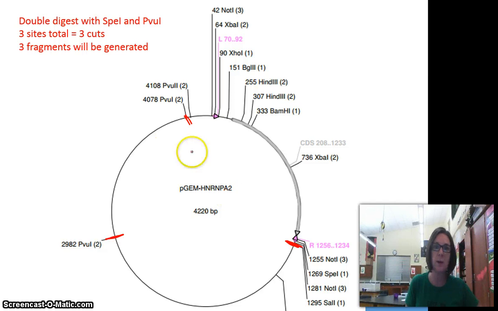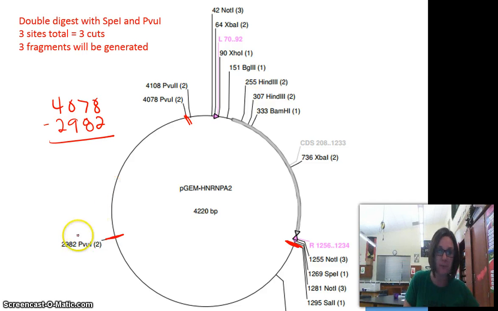The easiest one, I think, to check is between the 2 PvuI sites. So we've got the first site at 4,078 bases, and the second site at 2,982 bases. Well, if you subtract those 2, the difference between here and here will tell you how many bases that length would be. So that would be 1,096 base pairs. If you run that on a gel with a 1 kb ladder, we would expect this to run just behind the 1 kb mark.